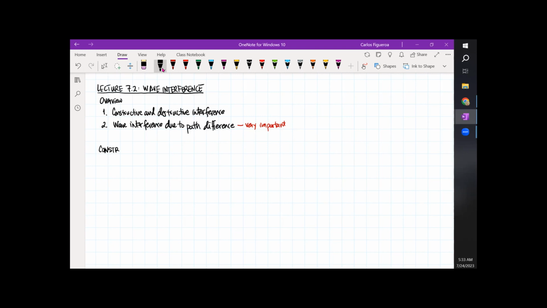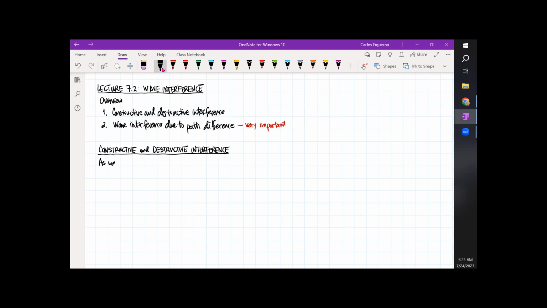Constructive and destructive interference. I am assuming that you have already seen this in your introductory mechanics course, so I will go through this somewhat briefly.